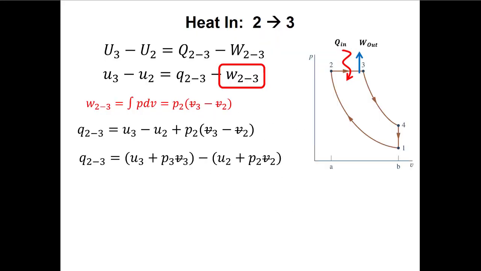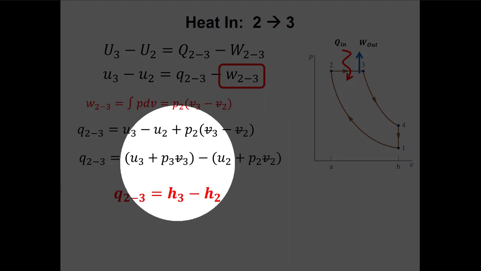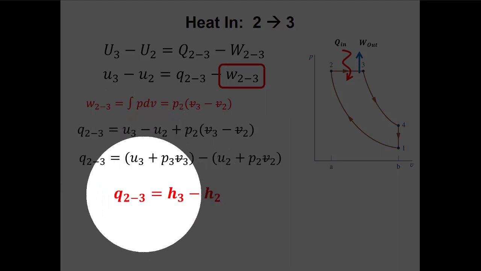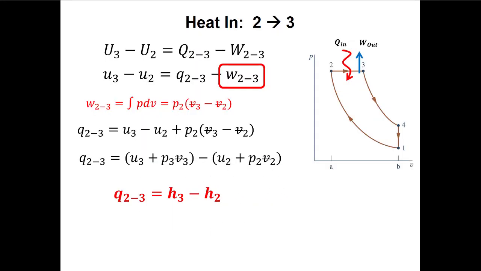Now, you could have alarm bells ringing in your head because maybe you're thinking, oh, Professor Schertzer, I know what U plus PV is. It's H, right? So in this case, even though we got this from the closed version of the first law, to make our lives a little bit easier so we don't have to look up things like U and P and V, we can just say that the heat transfer in from state 2 to state 3 is H3 minus H2.